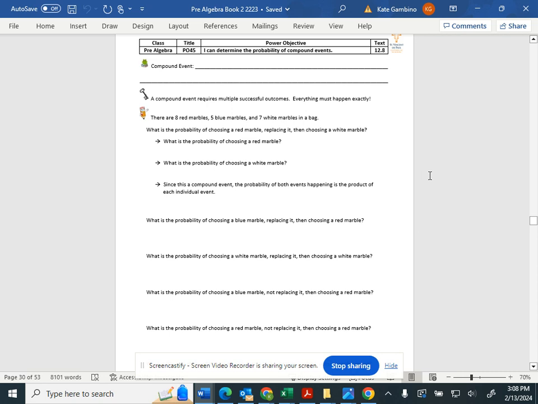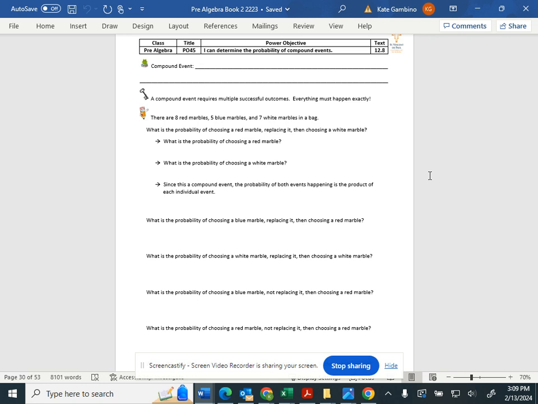Good morning. Today we are continuing with probability. It is actually our last objective of this unit, which means we will be testing next week. Heads up, but I will make sure that we are all on top of what we are doing. Today we are doing PO45. So I can determine the probability of compound events.